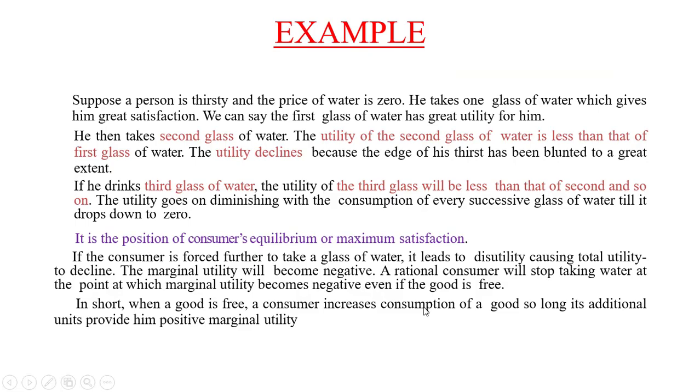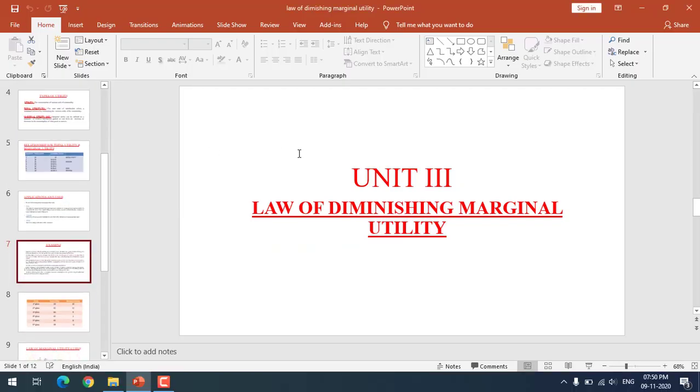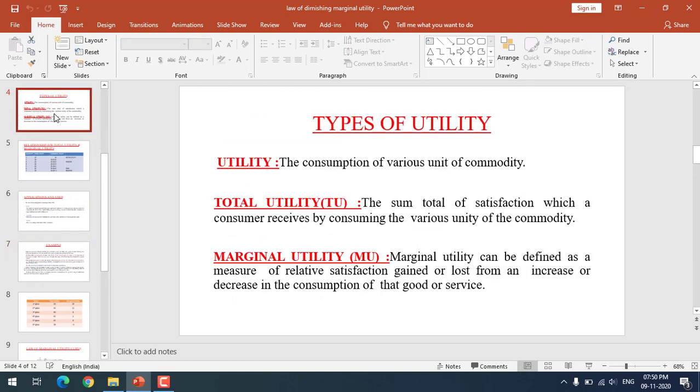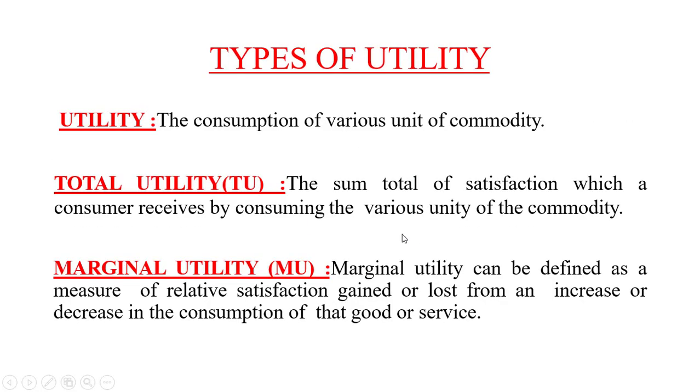Now you can see the types of utility, what it is saying. In the types of utility, there are 3 types. What are these? Utility, total utility and marginal utility. Now what is utility? The consumption of various units of a commodity, how much you consume. Utility, the main term is your consumption, how much satisfaction you are getting by consuming a certain commodity or goods.